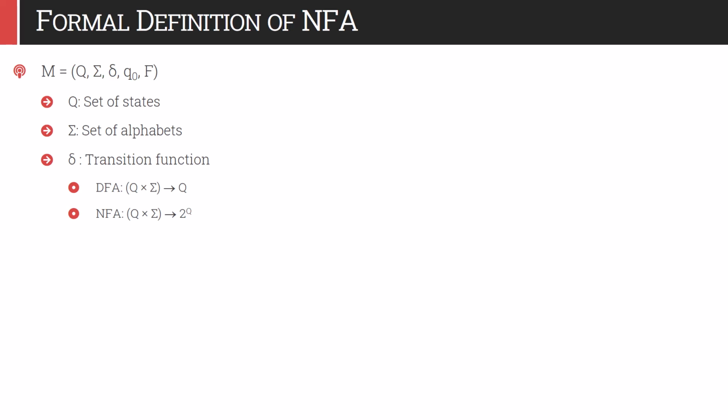Because we can move to no state on reading input in NFA, or we can move to one state, we can move to 2 states, we can move to 3 states. So there would be 2 power n number of possibilities. So that is what the power set is. Q0 is the initial state and capital F represents the final states, which would be a subset of the original set of states Q. So the definition is almost the same as DFA, the only difference is in the transition function.